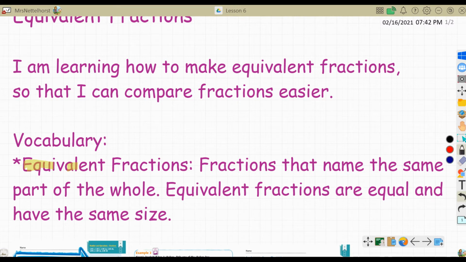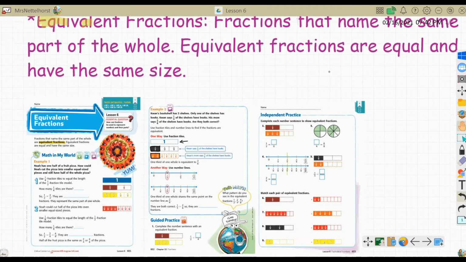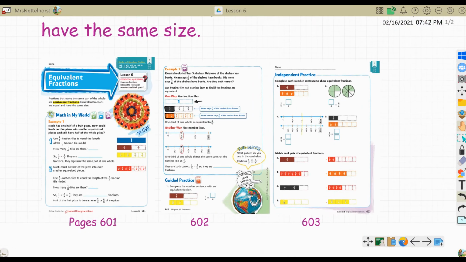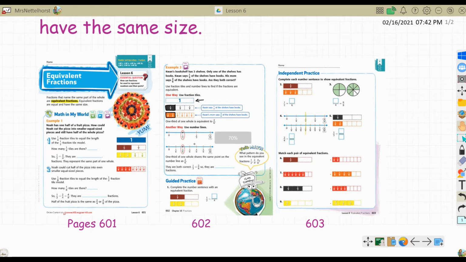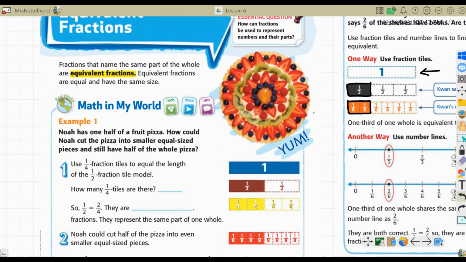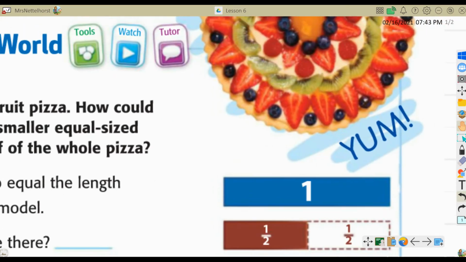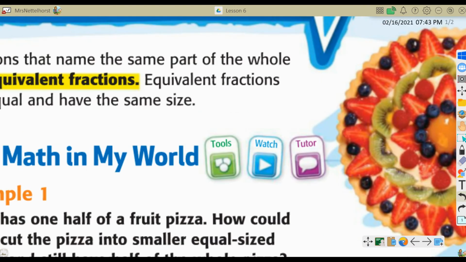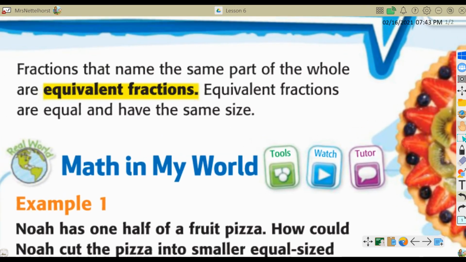Okay, so let's look at the pages we're going to be doing today. Oops, I'm on the wrong thing here. Okay, so we're going to be doing pages 601, 602, and 603. So let's take a look at page 601. Fractions that name the same part of the whole are equivalent fractions. Equivalent fractions are equal and have the same size. So there's our definition again that I just gave you. I actually copied it right from the book, so that makes it easy.